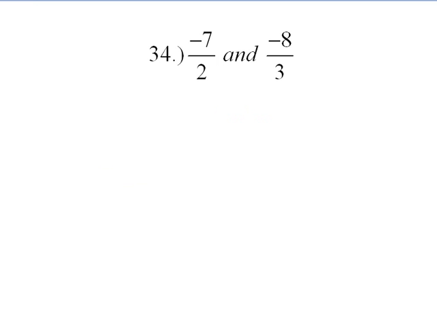Okay, let's try that with a little bit harder one. -7/2 and -8/3. We have to determine which is greater. In order to do that, we have to change these numbers into equal fractions. And we do that using the LCD, or least common denominator. Remember that? Our least common denominator between 2 and 3 is 6.